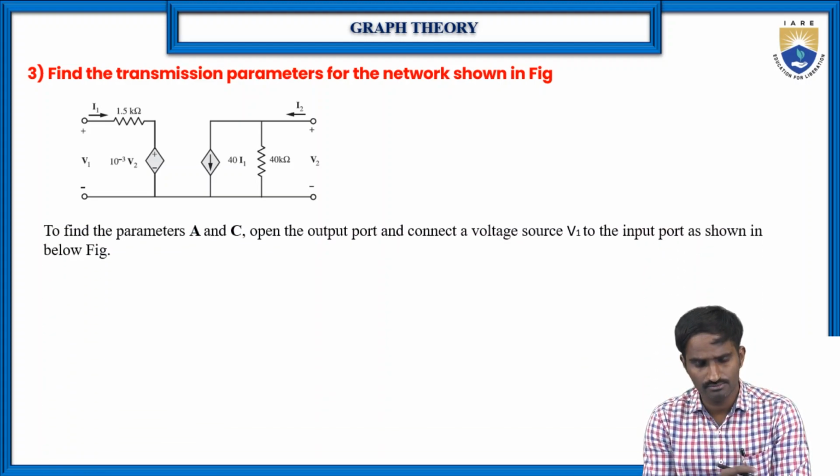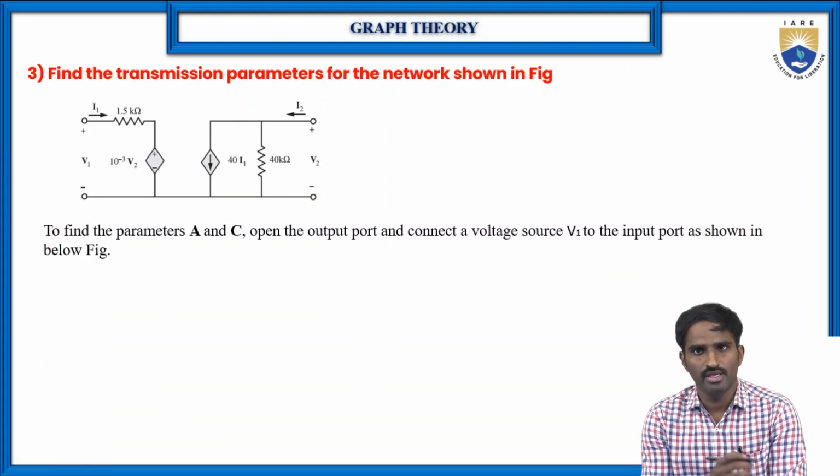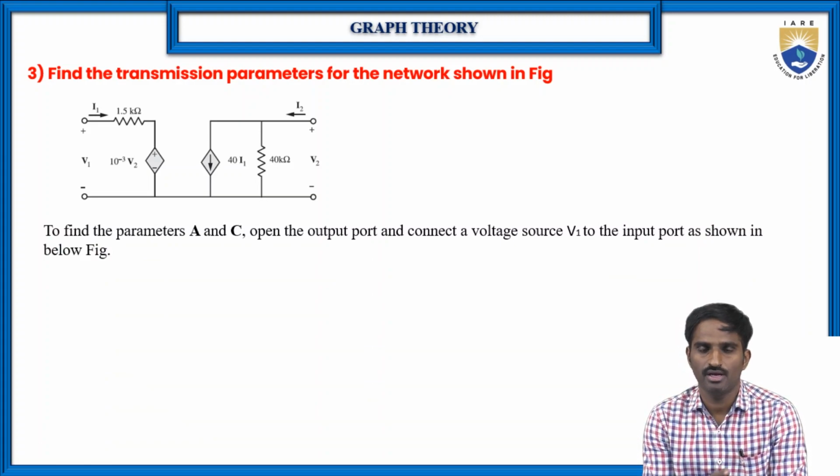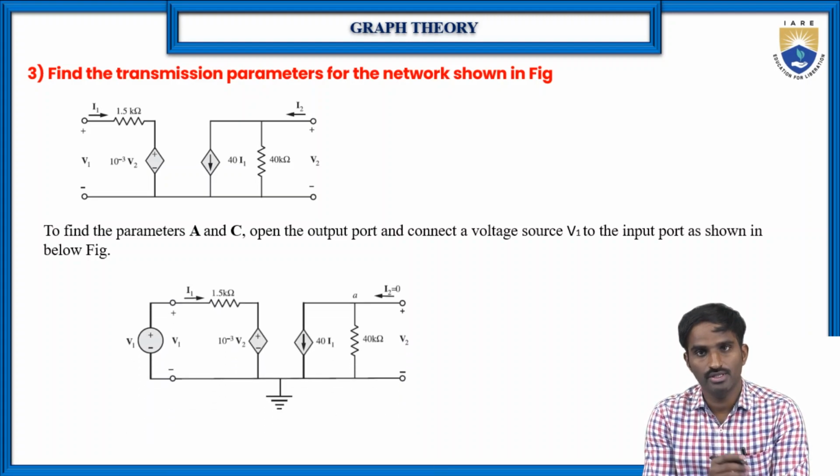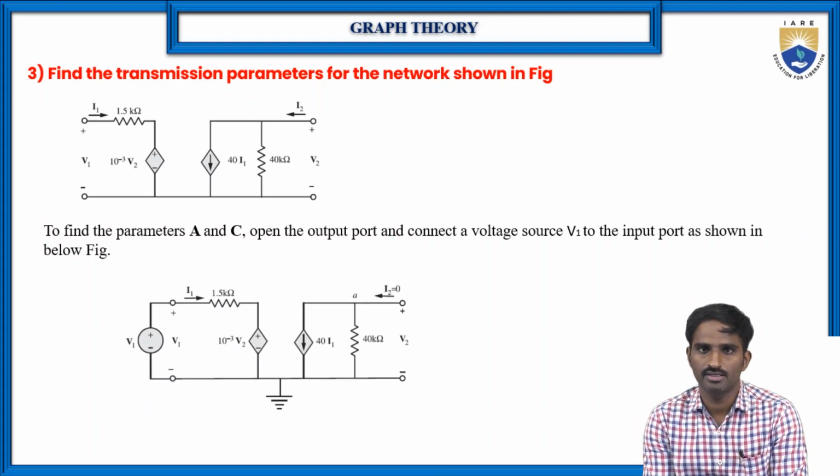First here, by making I2 equal to 0, which means by applying the open circuit at the secondary terminals, we can find the parameters A and C. By applying the open circuit at the output terminals and just by including the voltage source V1 at the input terminals, the circuit will become like this. By using this circuit, we can find A and C. So already we know what is A and what is C.